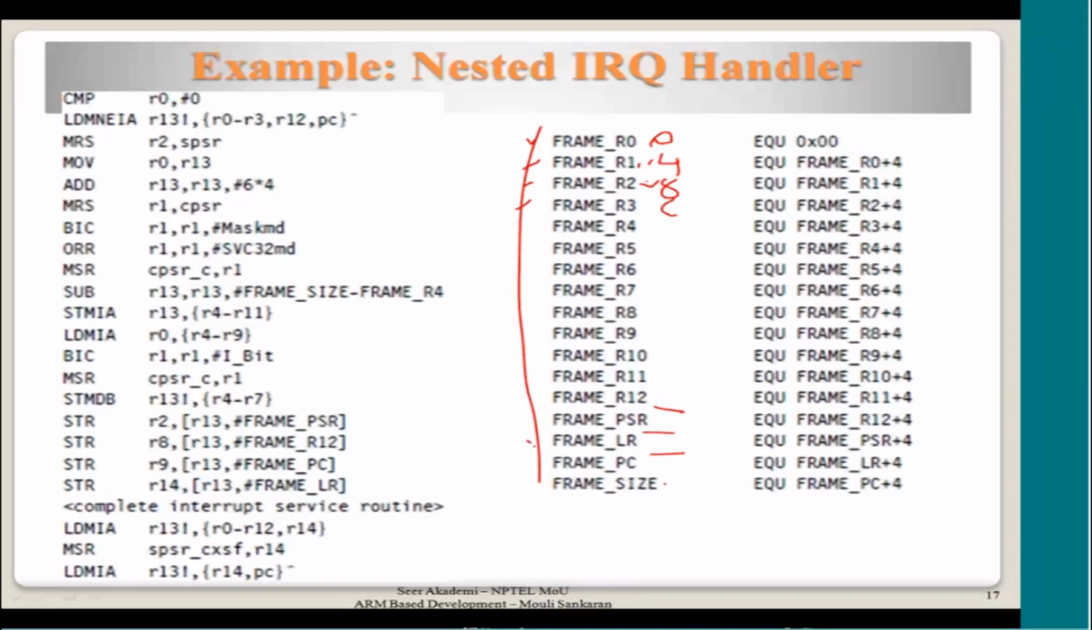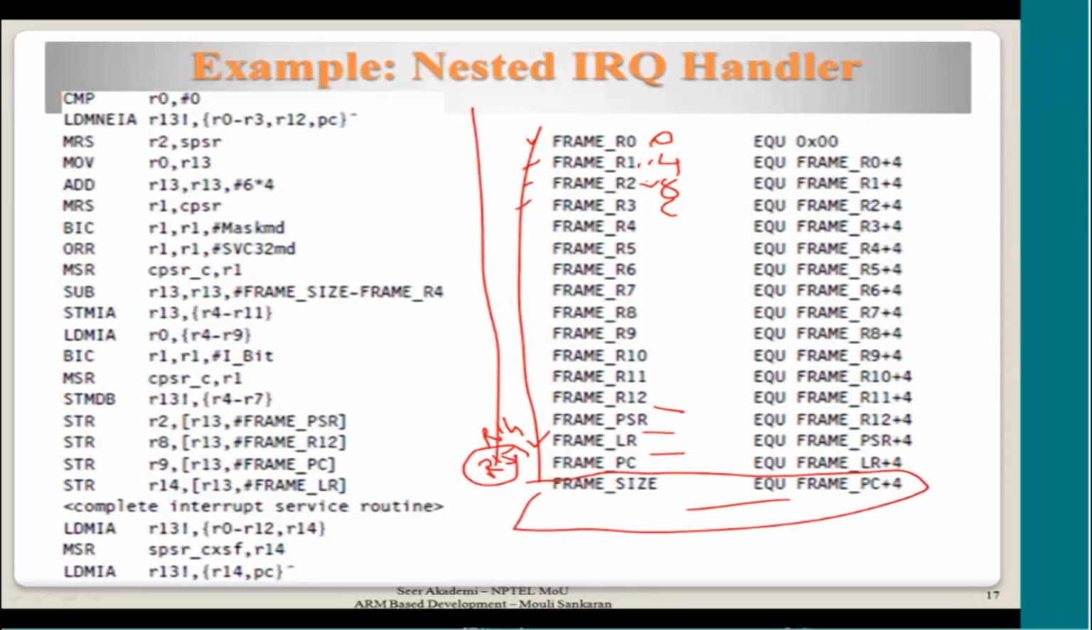So LR is a link register which happens to be R14 of IRQ. Then this is the PC. R15 value is going here. It's not actually R15, but the original R15 which came from the user mode. And then this is nothing but the total frame size. Don't worry about this. I hope you understood these constants. So let me erase it.